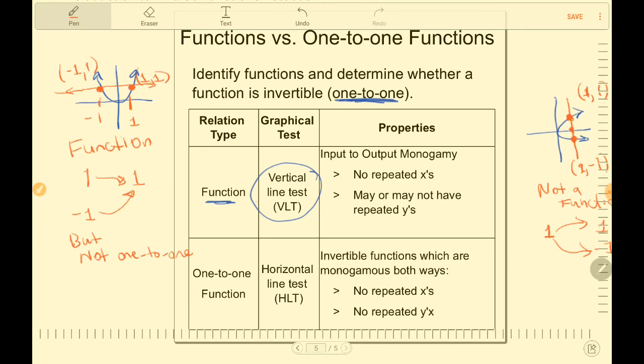Okay, so the vertical line test tells you if it's a function, the horizontal line test tells you if it's one-to-one.